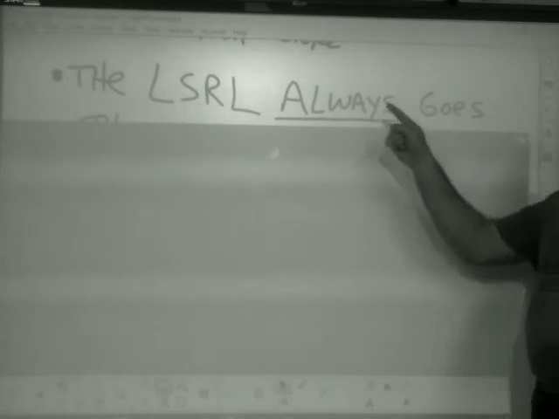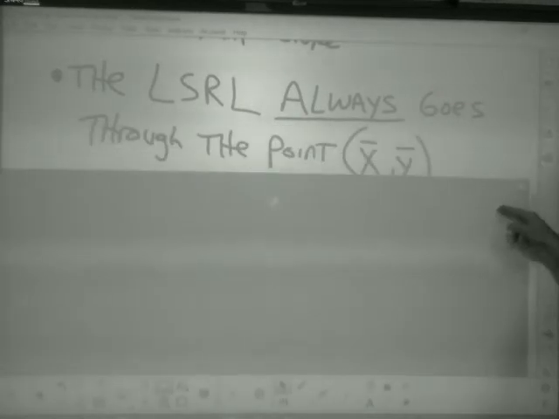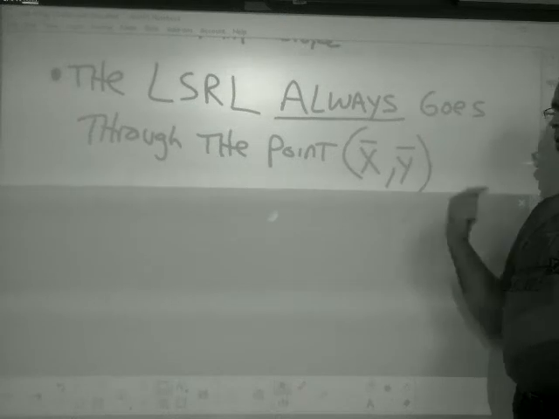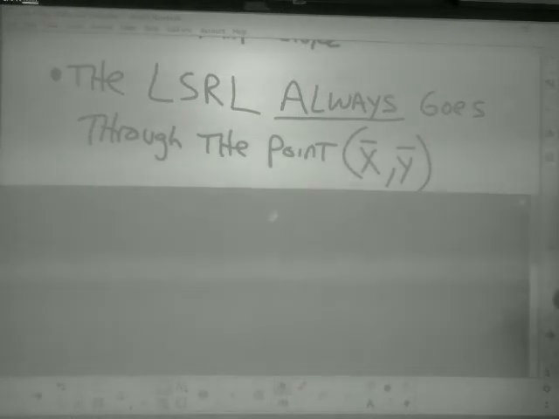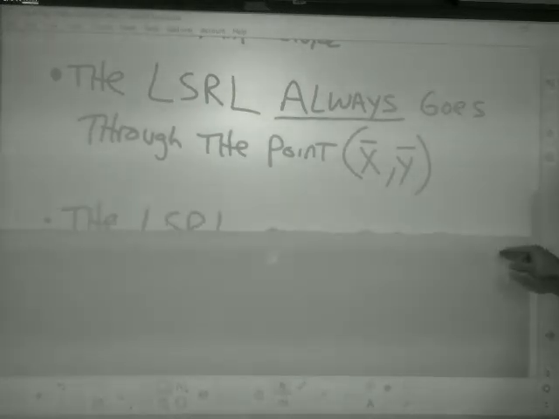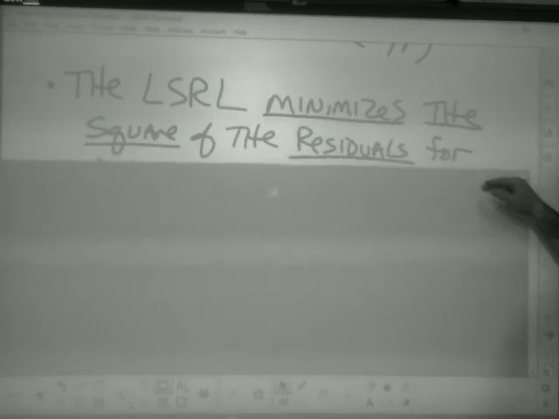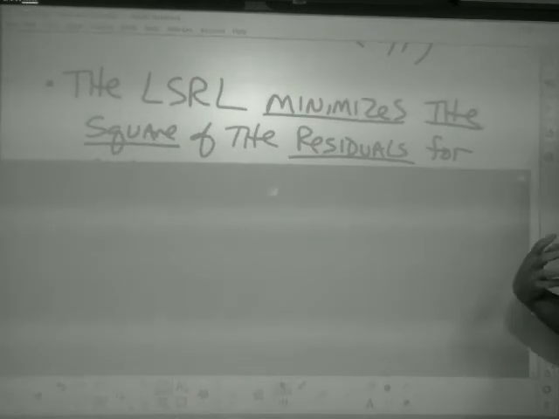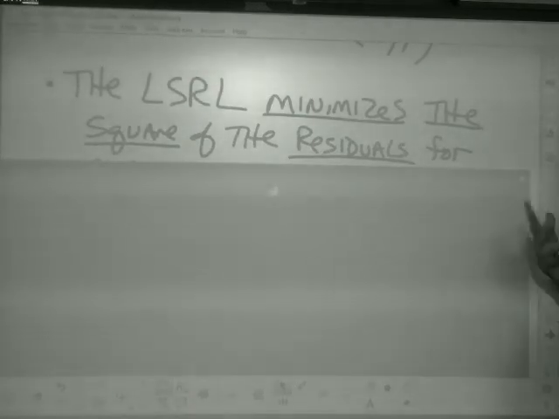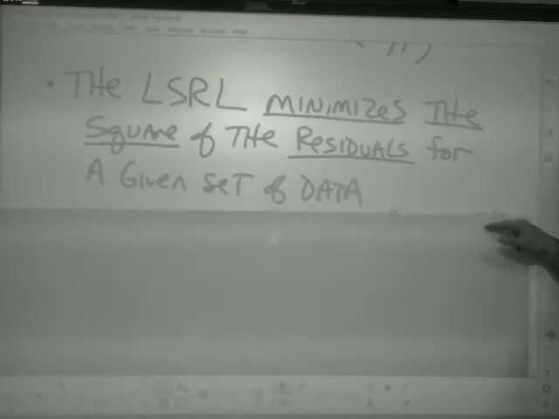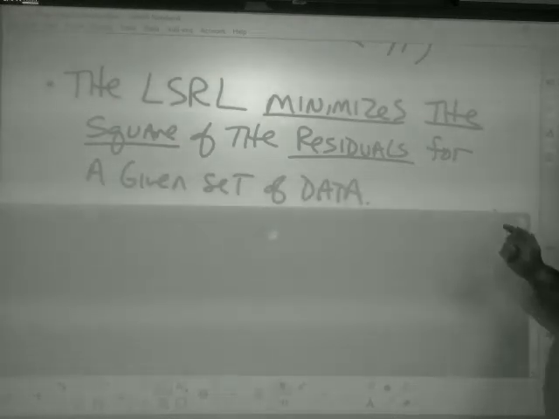Now, here's some things to know. This least squares regression line always goes through the point x bar, y bar. It'll always go through the average x and average y value. Some other things to note: this least squares regression line minimizes the square of the residuals. That's why it's called the least squares regression line for a given set of data. It minimizes the square of the residuals.